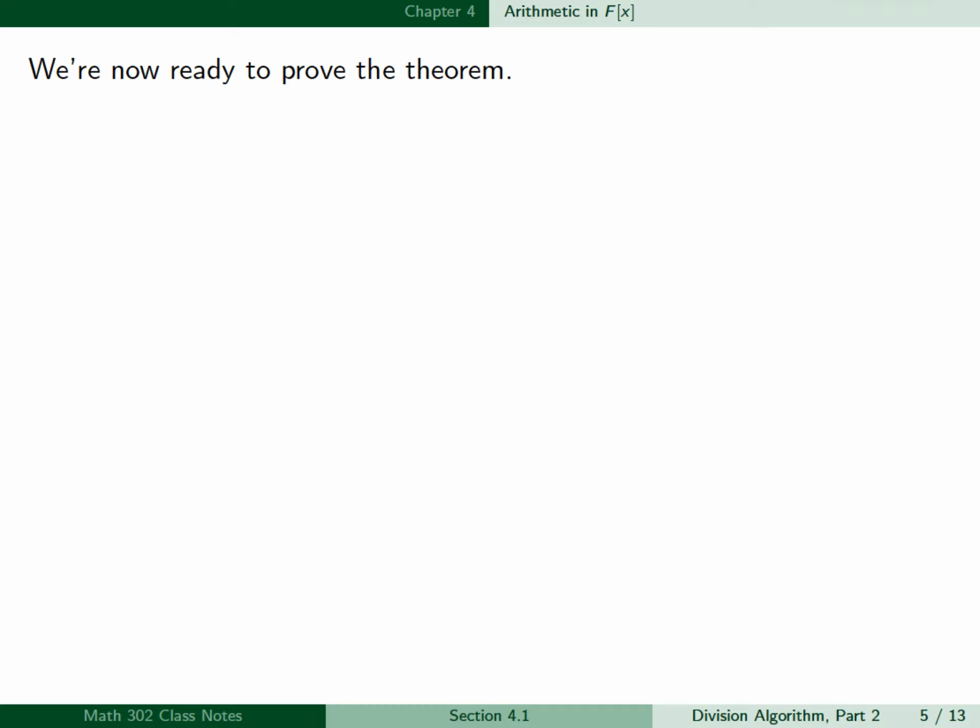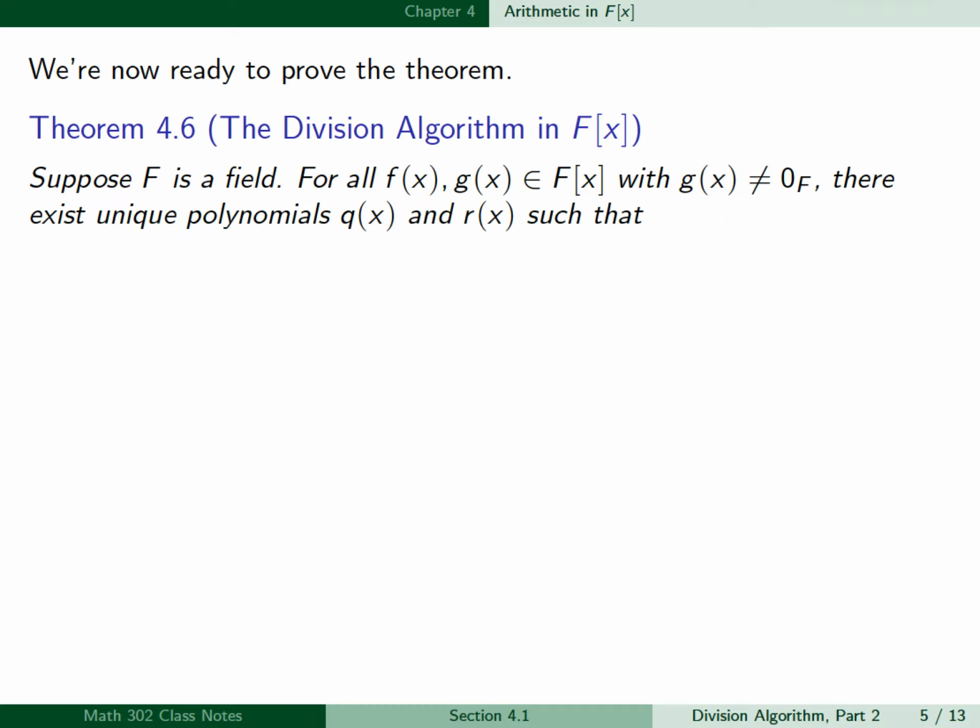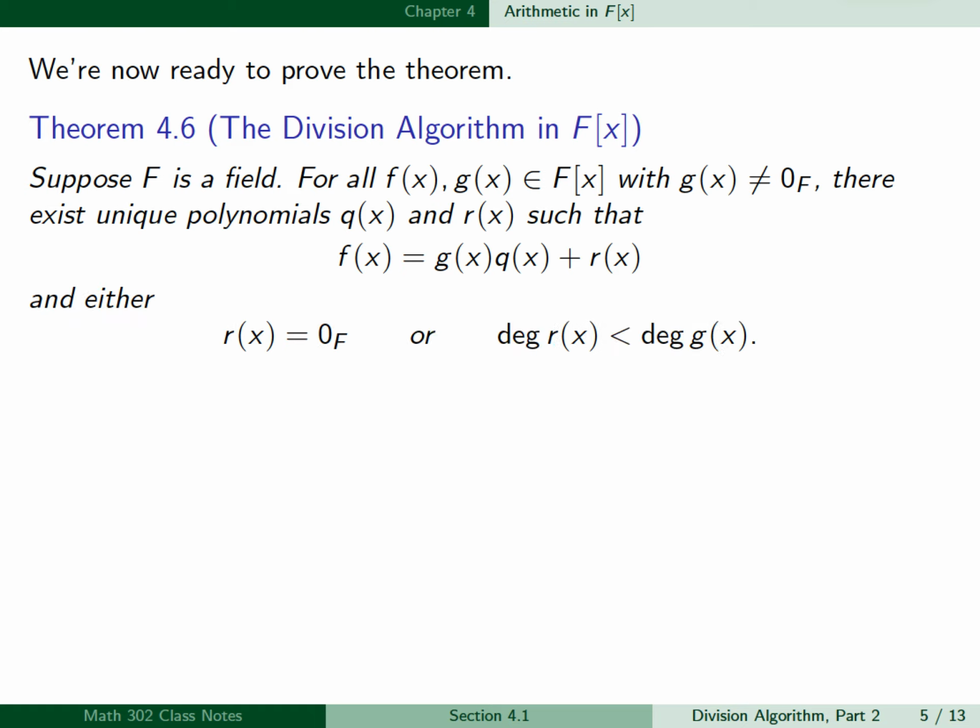We're now ready to prove the theorem. So let's restate it again. Suppose F is a field. For all f(x), g(x) in F[x] with g(x) not equal to 0, there exist unique polynomials q(x) and r(x) such that f(x) is equal to g(x)q(x) plus r(x), and either r(x) is 0 or the degree of r(x) is strictly less than the degree of g(x).